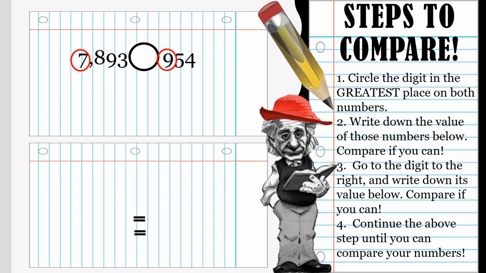Number 2, write down the value of those numbers below. Compare if you can. Okay, well let's see, 7 in the thousands place. That value is 7,000. A 9 in the hundreds place. That value is 900. Oh, we can totally compare here. 7,000 is bigger or greater than 900. Therefore, I know 7,893 is greater than 954. Okay, great. Let's see our next example.